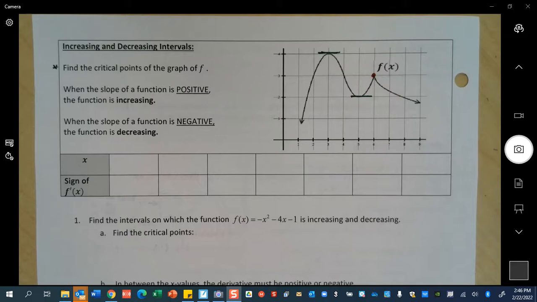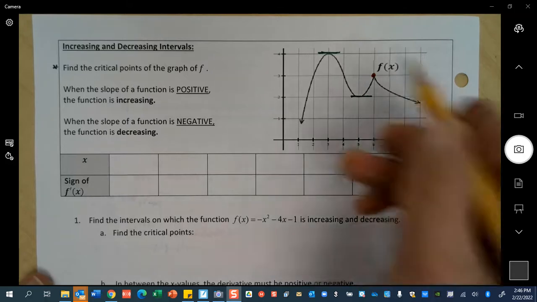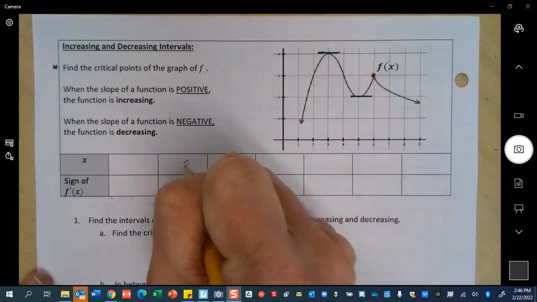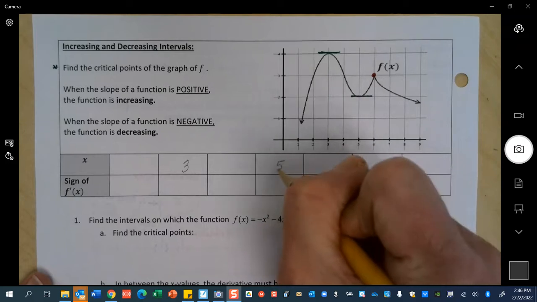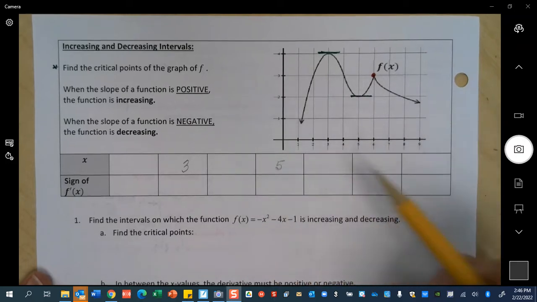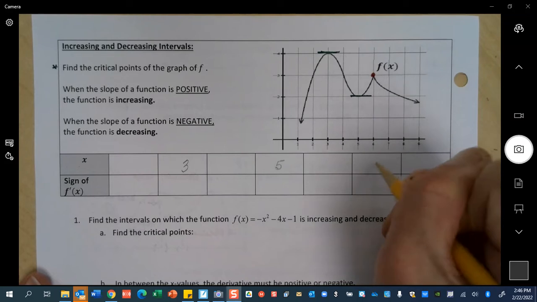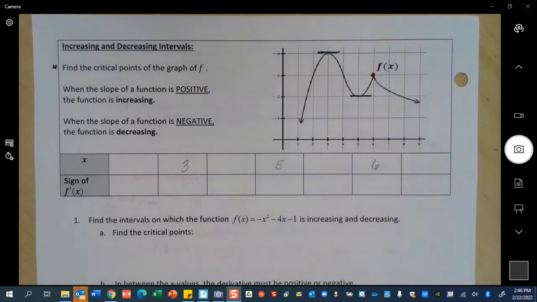So what we're going to do is look on either side of each of these points. Notice I'm going to put a value of 3 in for x, but I'm going to skip a space before it. I'm going to skip another space and put a value of 5 in for x, skip a space, and then put a value of 6 in for x and skip a space. Because I'm going to look at what the function is doing on either side of each of those critical points.